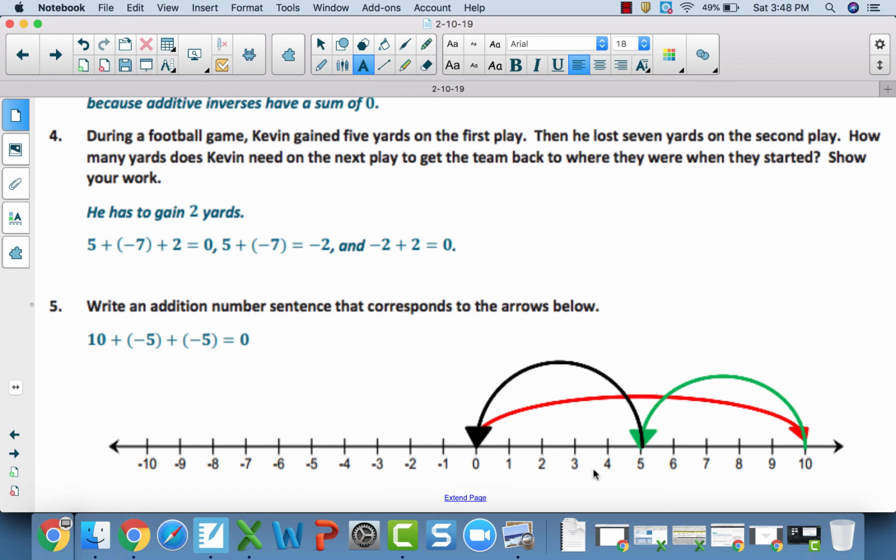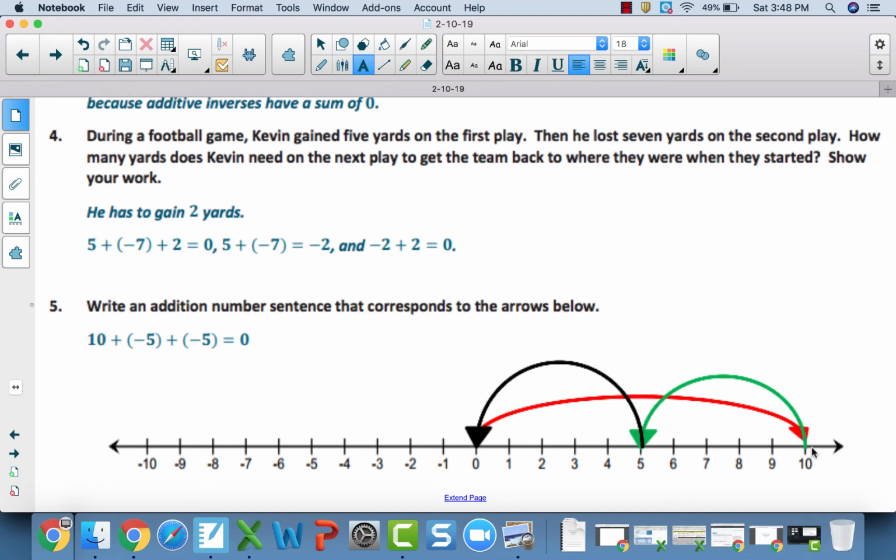Number 5 here, the red arrow is what happens first. So we're starting at 0. And the reason I know, by the way, the red arrow is what started first is because the arrow at the end, the fact the arrow's here, is where you ended up. If you thought the black one started first, the black one starts here at 5. Okay, and we know numbers originate from 0. So we're starting at 0, and it looks like we went to 10. So that's a positive 10. So we're starting with 10.